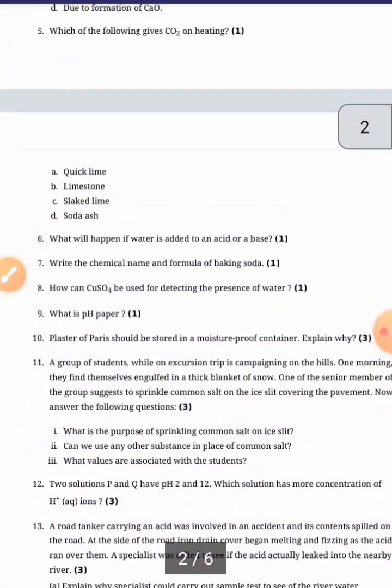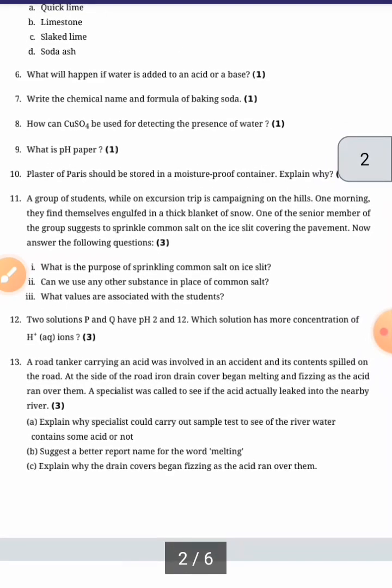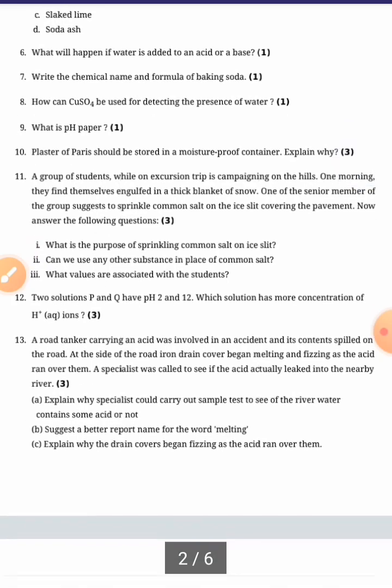Question number 11. A group of students on an excursion trip is camping on hills. In the morning they find themselves engulfed in a thick blanket of snow. One of the senior members of the group suggests sprinkling common salt on the ice covering the pavement. Now answer the following questions. What is the purpose of sprinkling common salt on ice?